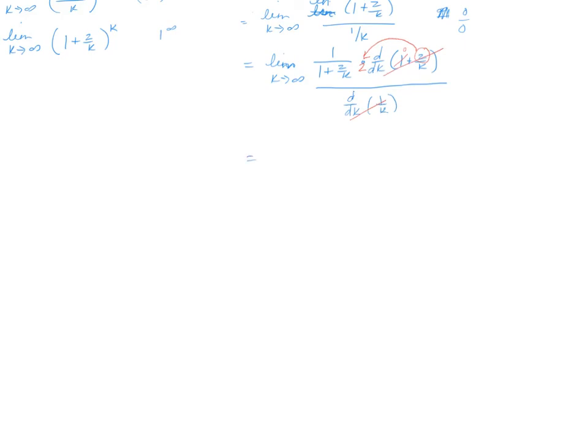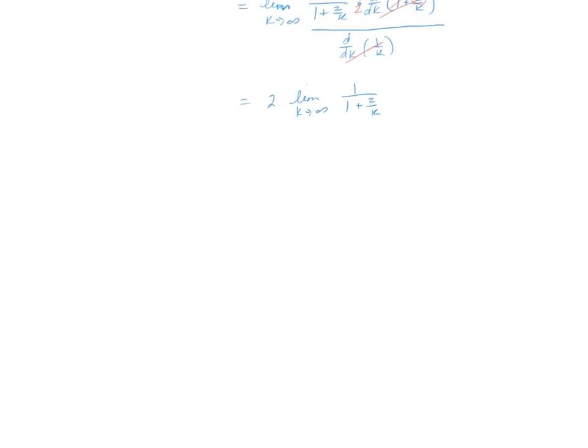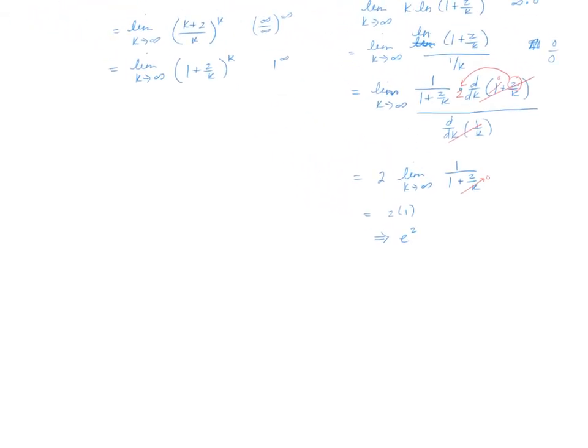And this becomes the limit as k goes to infinity of 1 over 1 plus 2 over k times 2. And I can also bring that 2 out into the front and write 2 times the limit as k goes to infinity of 1 over 1 plus 2 over k. Now when I take the limit as k goes to infinity, the 2 over k is going to go to 0. And this is just 2 times 1, which is 2. But remember, that was the exponent on e.